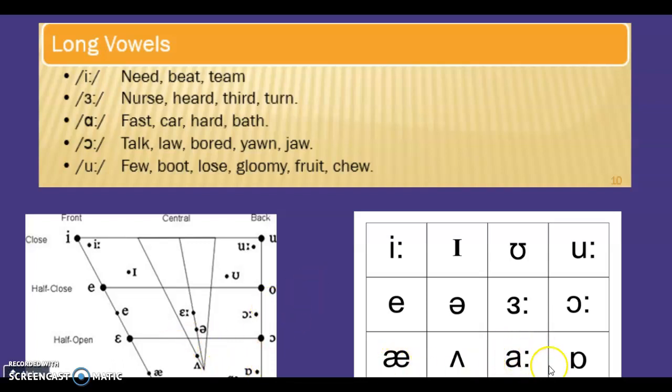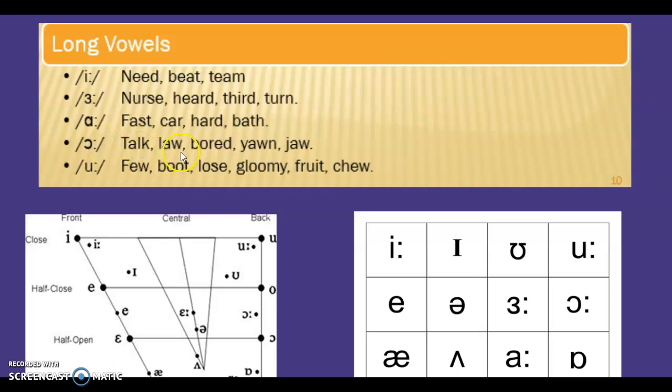By the way, the position is the same. It's always before this one. Your tongue is low and very far away from the roof of the mouth, and it's in the middle. Okay? Then you have rounded lips.